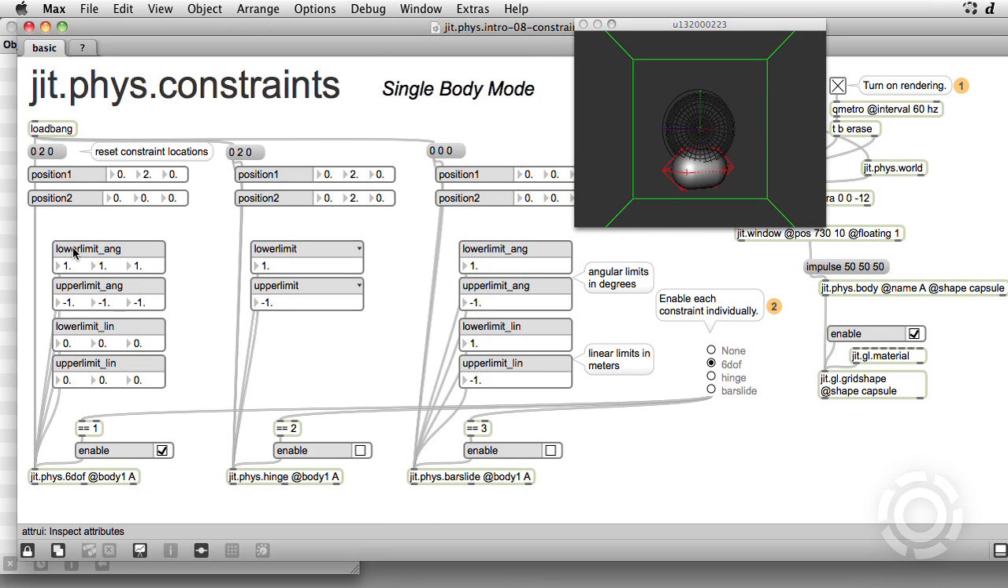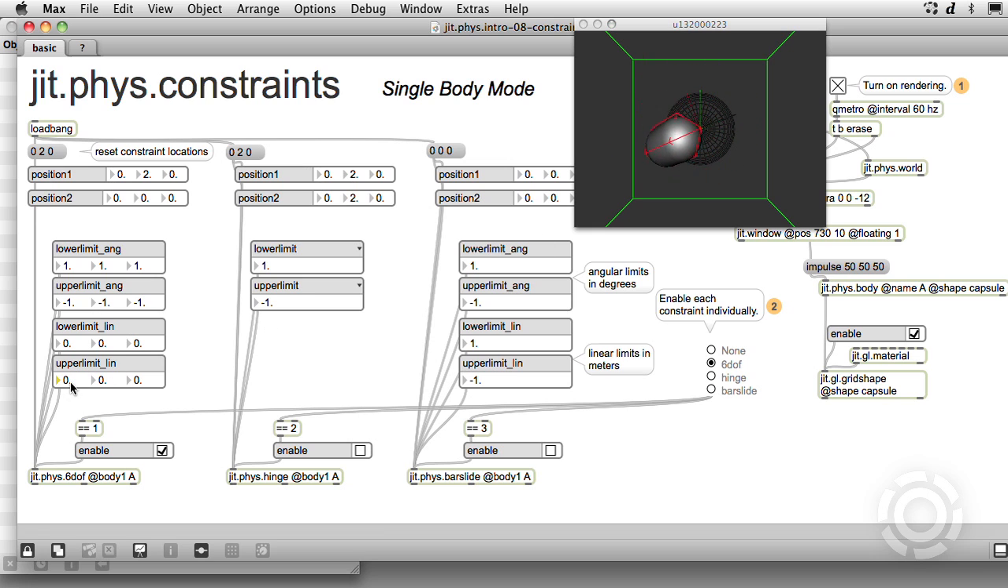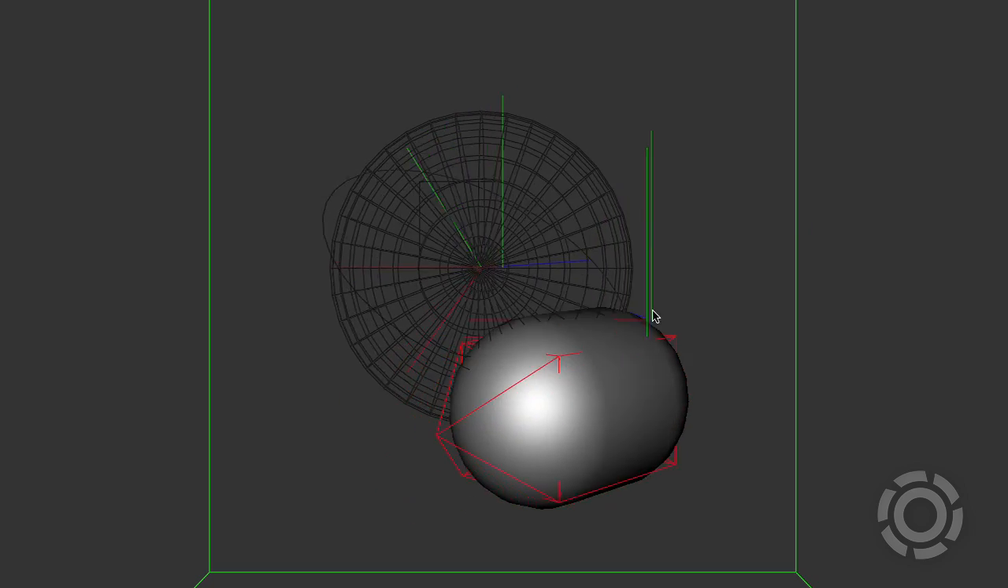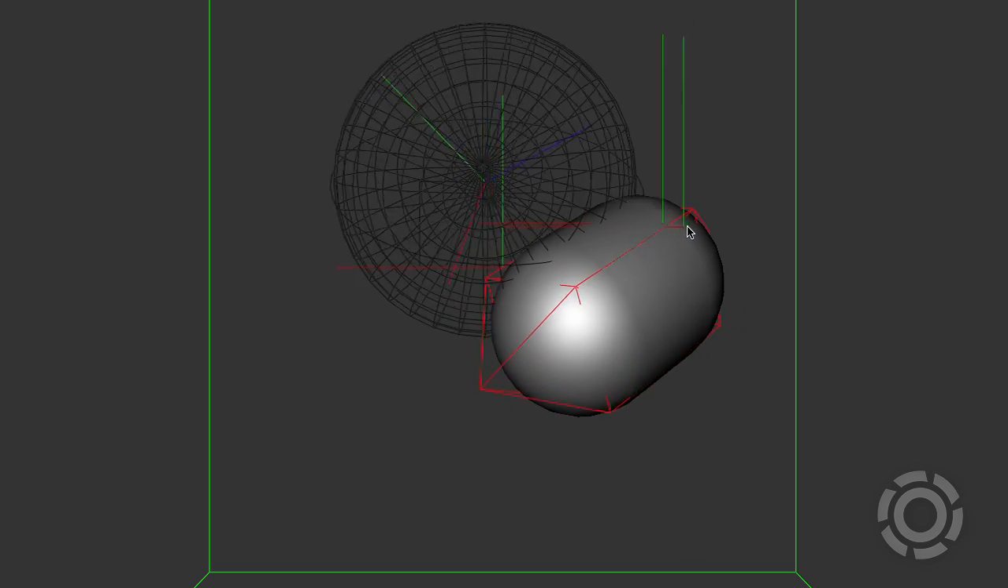For each degree of freedom, there is a lower limit and an upper limit. So for 6 degrees, we have a total of 12 numbers to set. Note that the lower and upper limits for position are all 0, which means that the leash is firmly attached to the origin. Let's increase the upper limits and see how the body is allowed to move. It's still attached, but the point of attachment can move around.